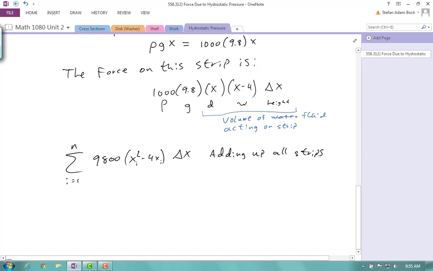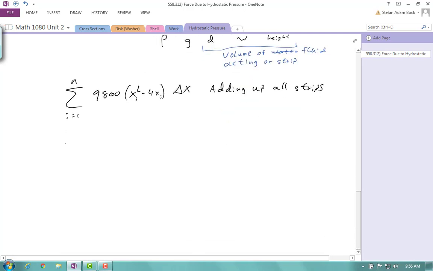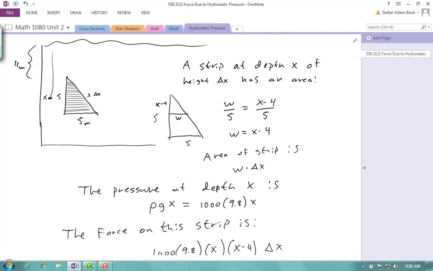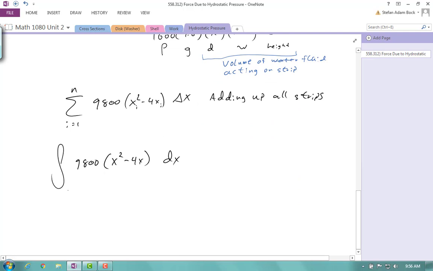But like in the previous sections, I should recognize this kind of a sum as an integral. So I would have an integral of the same term, 9800 times x squared minus 4x times dx. But what are the bounds? Well, the depths at which I'm calculating forces occur from starting at a depth of 4, going all the way to the bottom of the triangle, which is 4 plus 5, so 9. So I calculate this for depths from 4 up to 9.